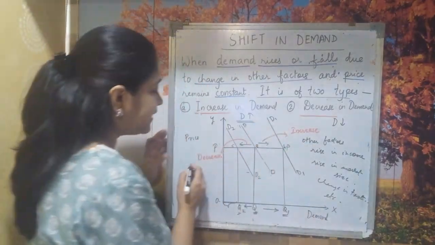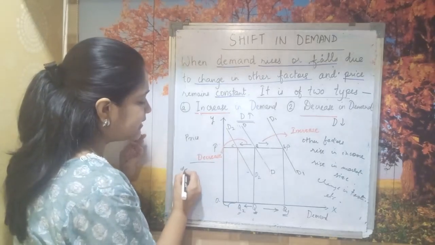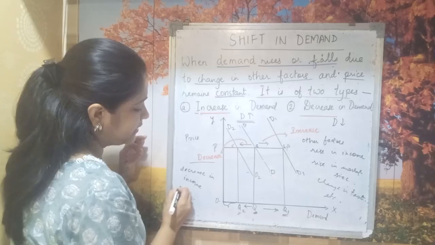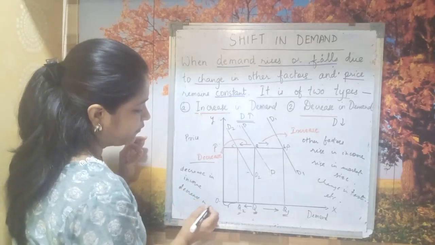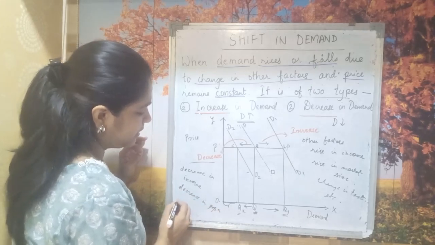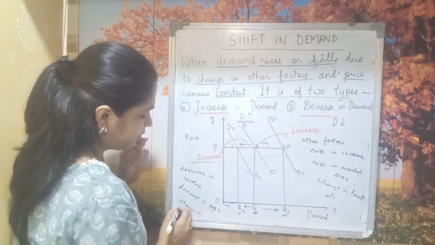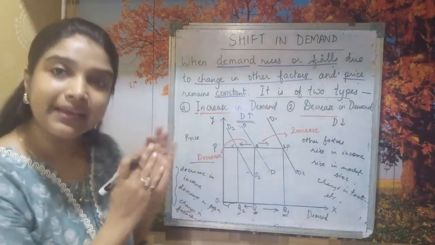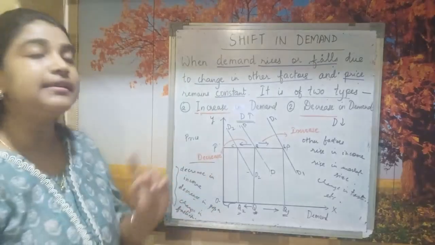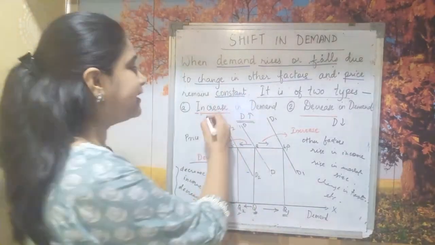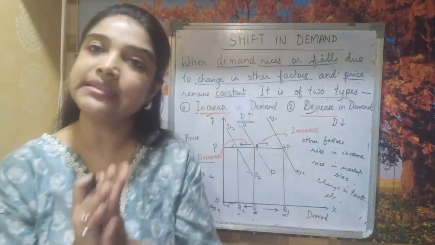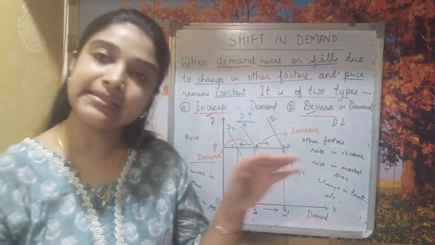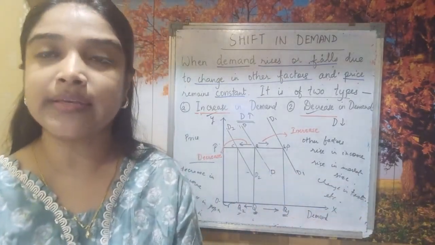Now in case of decrease in demand, the factors are different. Let us say there is a decrease in income of the consumer, a decrease in population, or maybe a change in fashion, and many other factors. So because of these other factors, there is a decrease in demand. In this concept of increase and decrease of demand, price always remains constant. There is no change in the price element; other factors keep on changing, as a result of which demand changes. I hope this topic is clear to you.